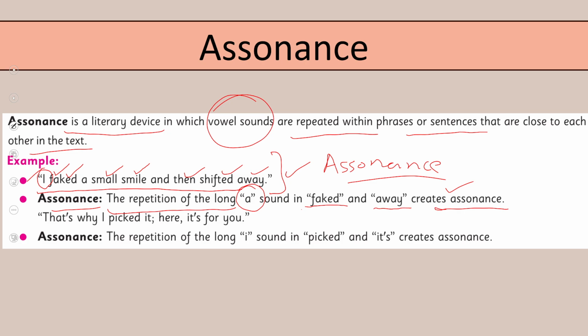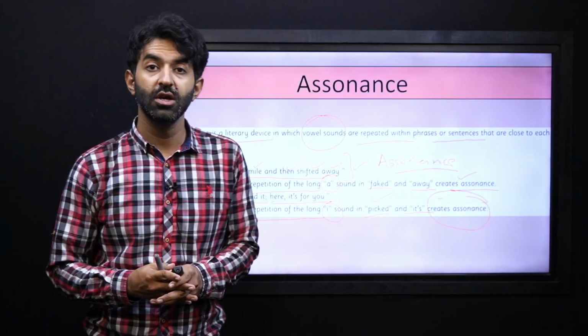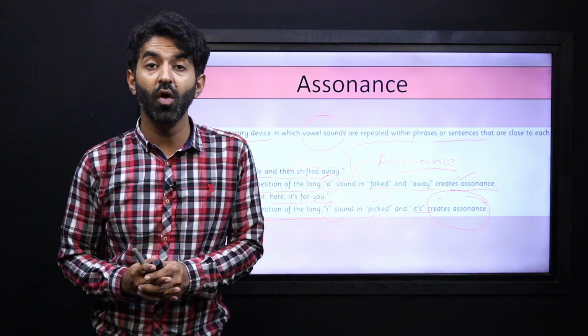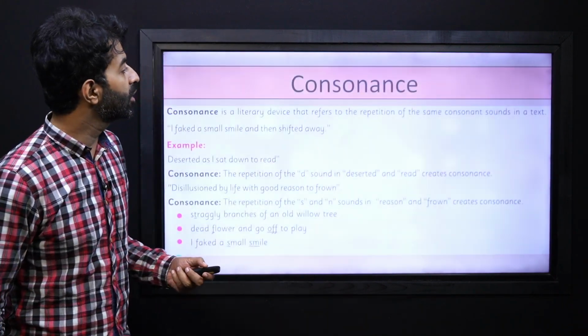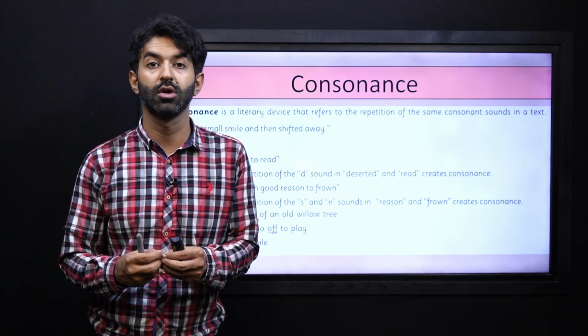Now, in this sentence, that's why I picked it. Here it's for you. Can you see different vowels? Yes, we can see the repetition of the long vowel I. That's why I picked it here. It's for you. So the I sound in picked, and it creates what? Assonance. So when you see a bombardment of vowel sounds in the verses of poems, you can point out the assonance. Let's move on to the consonants, which is all about the consonant sounds.